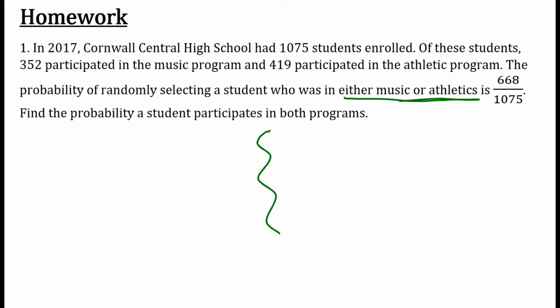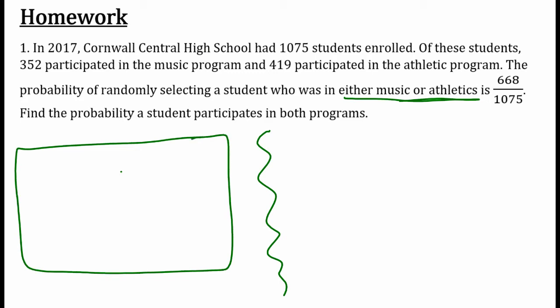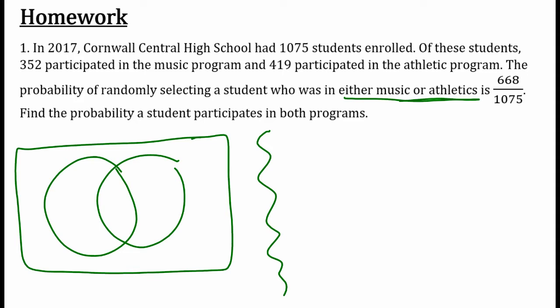So I'm going to do this problem in two different ways. First, I'm going to do it with a Venn diagram. Now, normally when we do Venn diagrams, we do probabilities, but this is not a nice probability to be using, so I'm going to do it with counts instead. So we have a music program, and we have an athletic program.